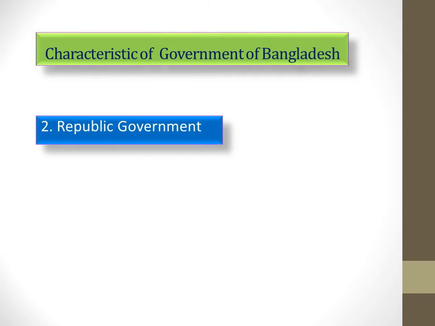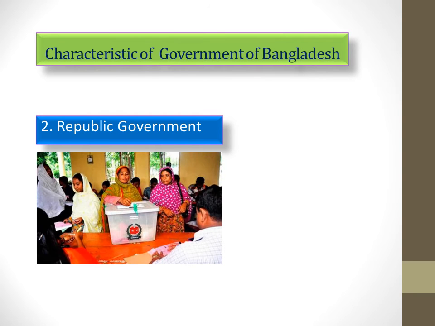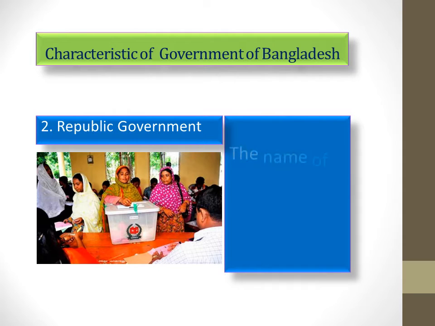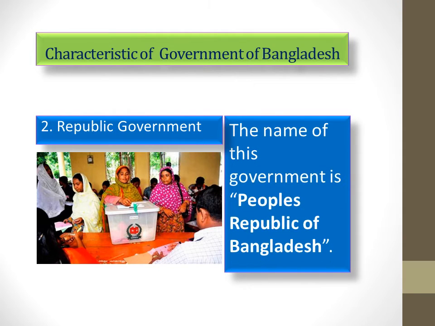Number 2, republic government. In the definition of republic government, we already know that in a republic government, people choose their government by voting. And in Bangladesh, we are choosing our government by voting. The name of this government is the People's Republic of Bangladesh.